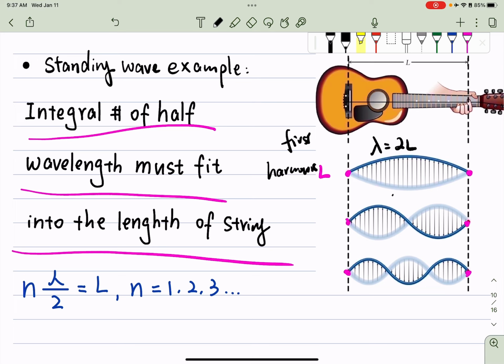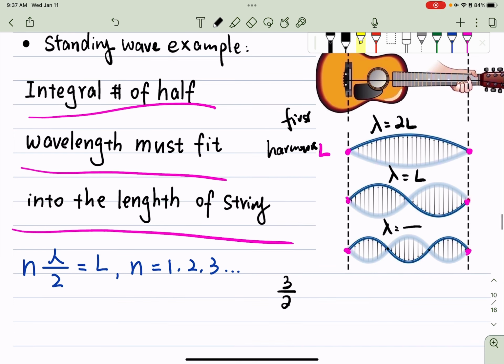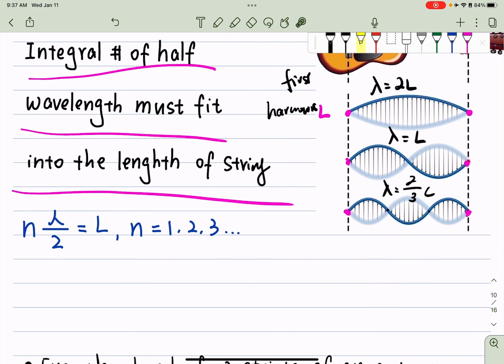And then for the second harmonic, we have lambda equals L. And for my third harmonic, we have lambda equals, let's see, 1, 2, so 3. Or the other way to put it in a more general way is n times lambda over 2 equals L, where n can take any integer number here.